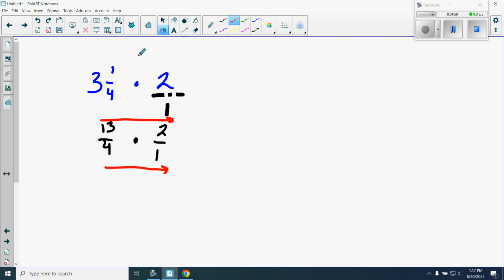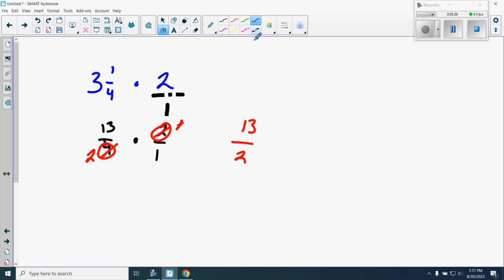And in this particular problem, I'm actually going to reduce first. I can take that 4, I can reduce it by 2, I can divide that 2 by 2. When I do, I get a 1 here, I get a 2 there. Tops times tops now is 13. Bottoms times bottoms, or 2 times 1, is 2.